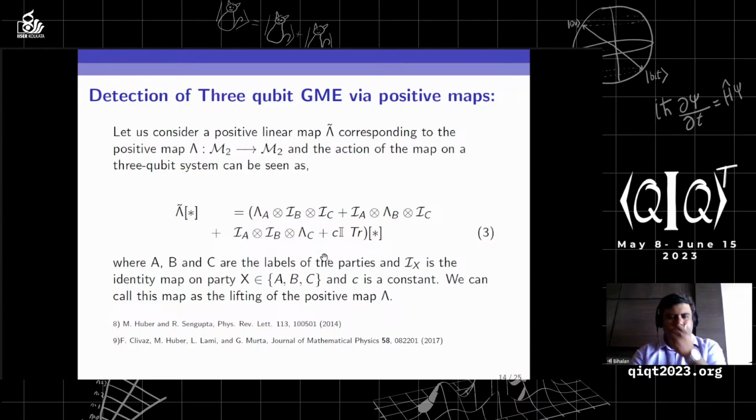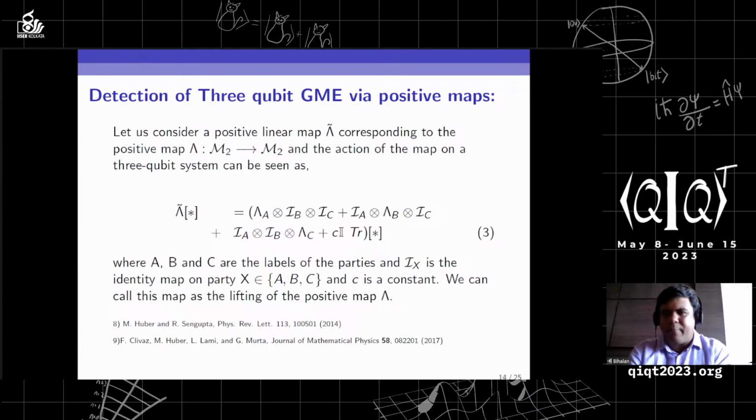Basically, we want to show that it can detect genuine multipartite entanglement. So for any biseparable state, it should not give us any non-positive eigenvalue. That is why the parameter c has been kept as a tuning parameter.